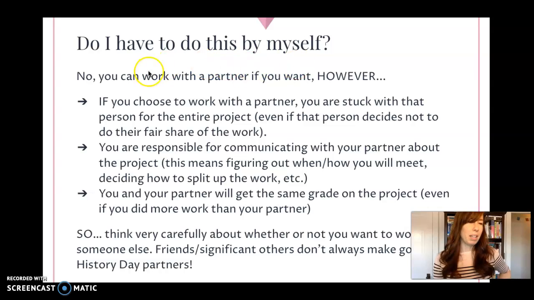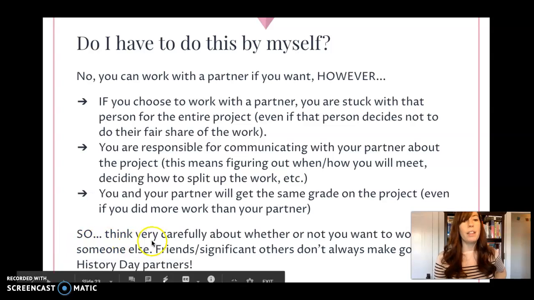Do I have to do this by myself? No, you can work with a partner if you want. However, if you choose to work with a partner, you are stuck with that person for the entire project, even if that person decides not to do their fair share of the work. You are responsible for communicating with your partner about the project. This means figuring out when or how you will meet, deciding how to split up the work, etc. You and your partner will get the same grade on the project, even if you did more work than your partner. So think very carefully about whether or not you want to work with someone else. Friends and significant others don't always make good History Day partners.